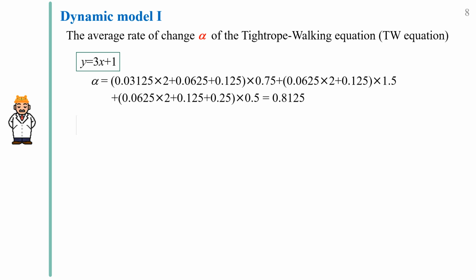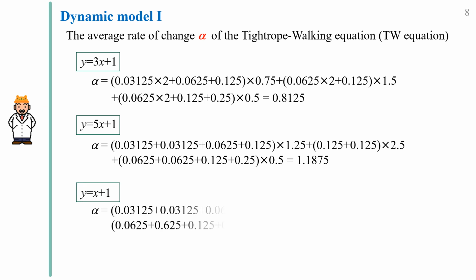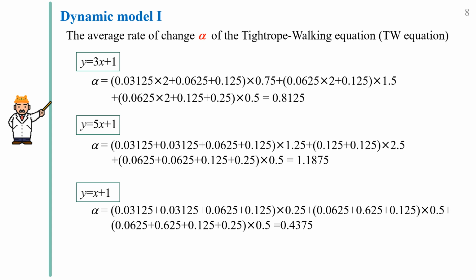Similarly, the average rate of change for y equals 5x plus 1 is given as follows. Since this value is greater than 1, the iterative calculation values are expected to increase. The average rate of change for y equals x plus 1 is given as follows. Because this value is sufficiently smaller than 1, the iterative calculation values are expected to decrease reliably.